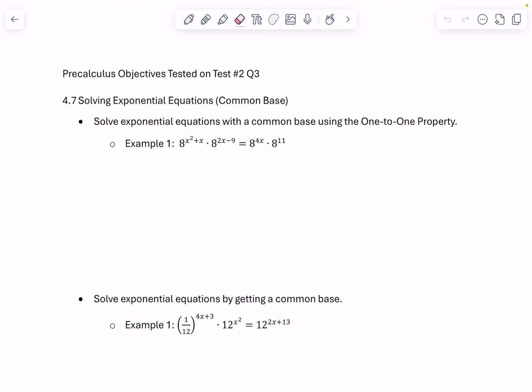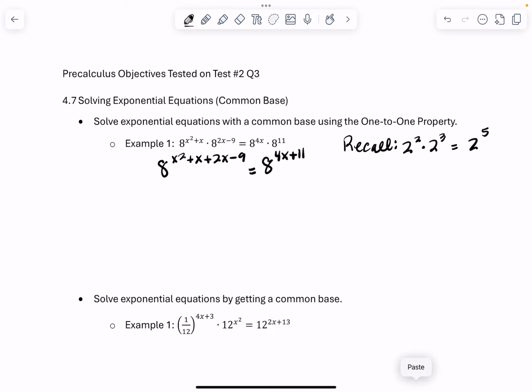So on this one, notice that at the beginning, there's 8s in all these different places. And I want you to recall the properties of exponents, that 2 squared times 2 to the third would be 2 to the fifth. Remember those rules where you just add the exponents? It's the same thing applied in this problem. So this would be 8 to the x squared plus x plus 2x minus 9 power on that side, and on this side would be 4x plus 11.